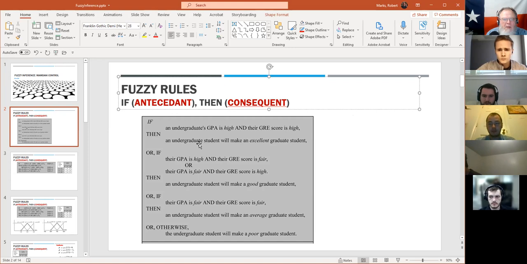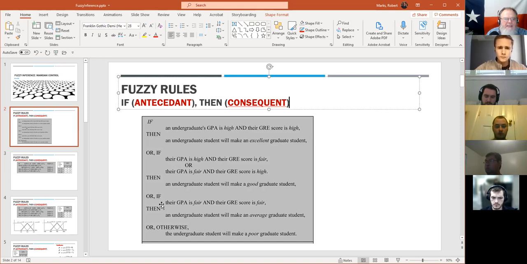That would be a good rule. Or if their GPA is high and their GRE is fair, or their GPA is fair and their GRE is high, then an undergraduate will make not an excellent, but a good graduate student. Notice all of the fuzzy linguistic variables there: fair, high, good, excellent. This is just a heuristic explanation of how we might want to admit them. And notice there's an or here. We have an and here in the antecedent: if their GPA is high and their GRE score is high. So not only do we have the fuzzy linguistic variables, but we begin to have the logical operations that we talked about in terms of ands and ors.